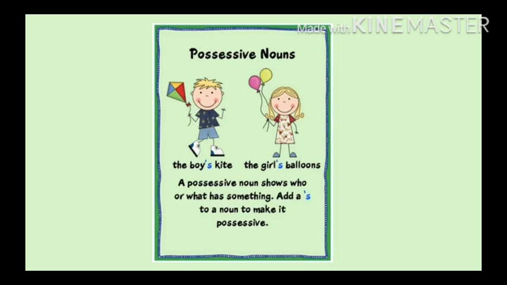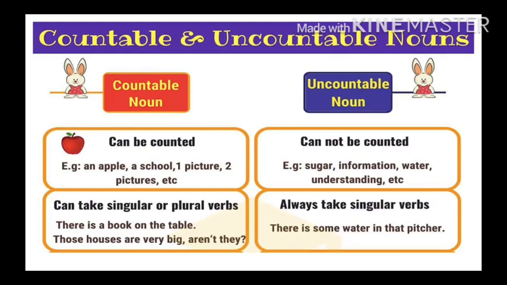Last but not the least, we have countable and uncountable nouns. There are many more types of nouns, but we'll understand these first. So countable nouns, that means the words that can be counted. Uncountable nouns, that means the words that cannot be counted. If we see an example, an apple, we can count that apple. One apple, that means countable noun. One picture, two pictures, they are countable. That's why they are categorized as countable nouns.